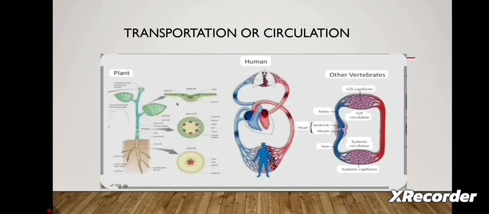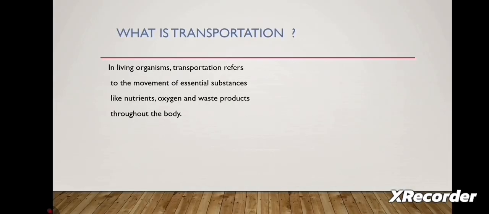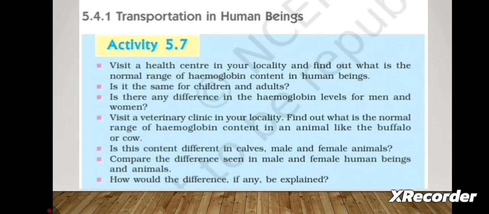So in this video, we will study the class 10th portion, transportation or circulation, from the chapter Life Processes. Now, what is transportation? In living organisms, transportation refers to the movement of essential substances like nutrients, oxygen and waste products throughout the body. Now, transportation in human beings.